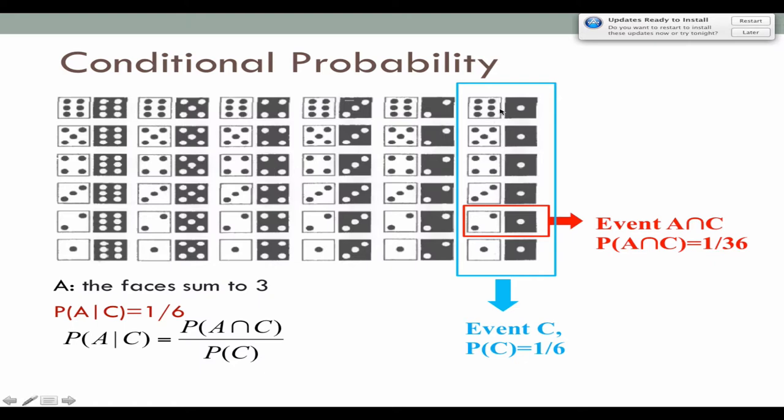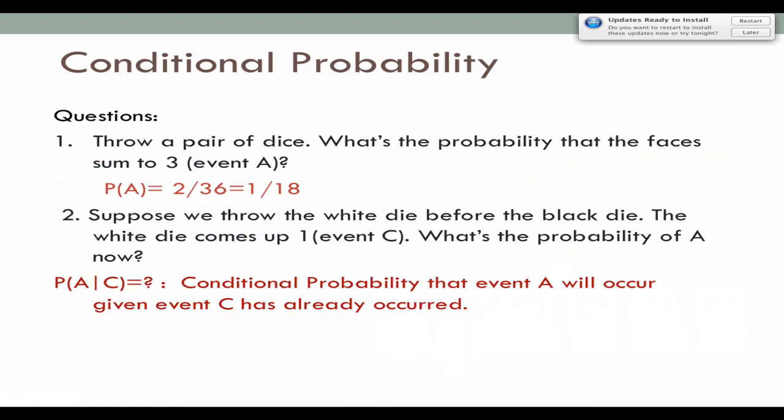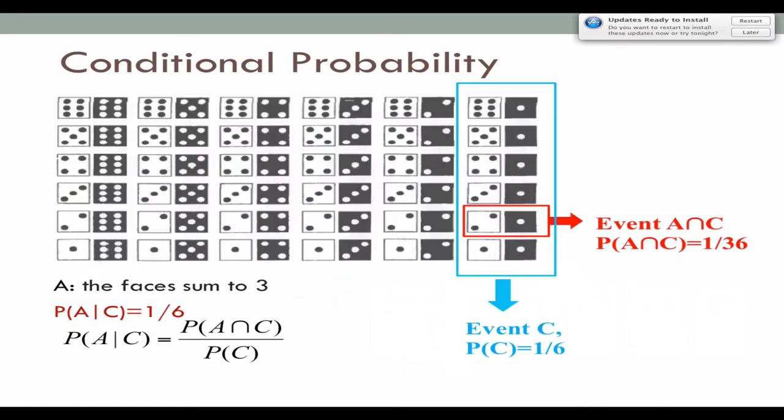You can see event C happened. E1C is represented by this blue bracket. Is that okay? Is the E1C the black die or the white die? The white die is C. I'm sorry, I put the wrong bracket here. This blue bracket should actually be at the bottom. So let's just change the problem: if the E1C is just the black die, thrown first, and it shows up as one, then what's the conditional probability? It's going to be the same as the original problem. I just made the graph by mistake.